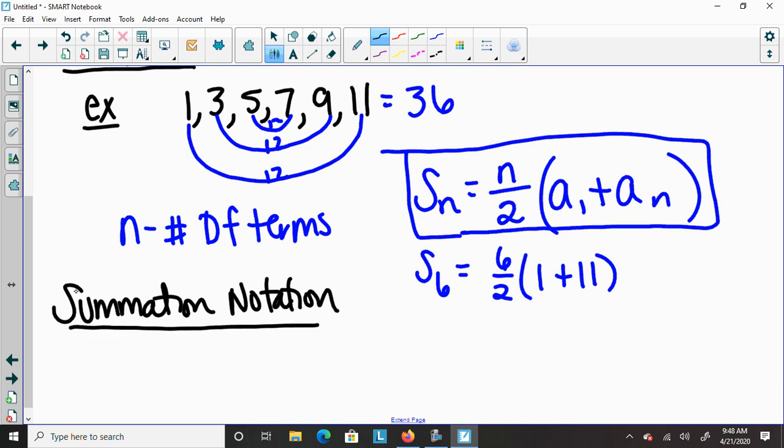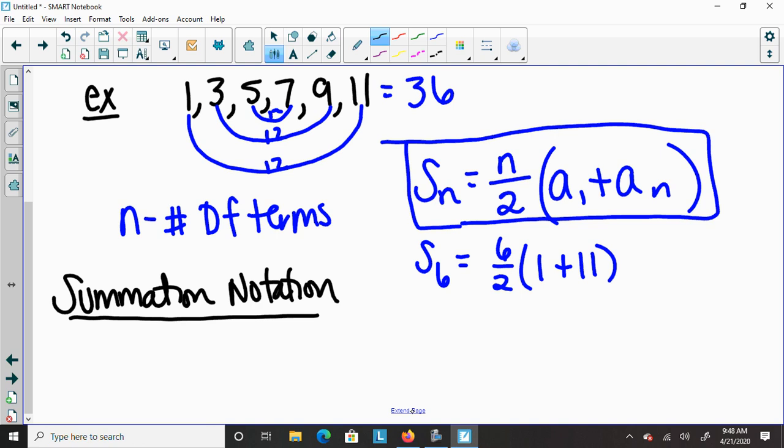One of the most fun things to say in math, just because it rhymes. So it looks a little crazy.